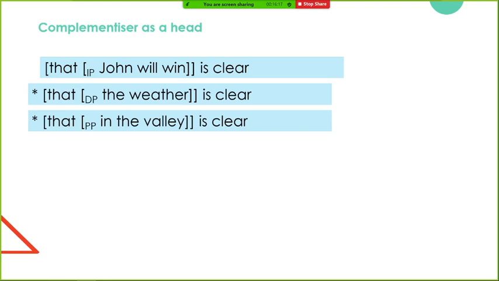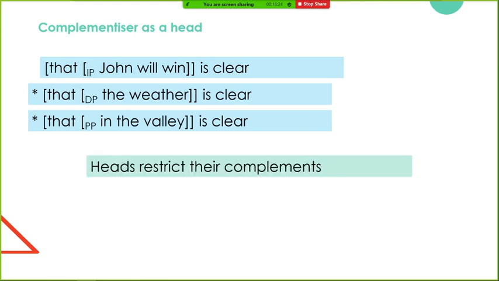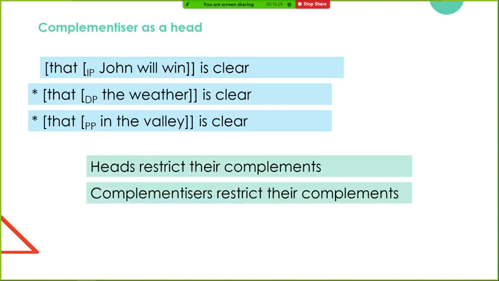Okay, so it looks as though the complementizer restricts whatever is in its complement position purely to IPs. And we know heads restrict complements. And the fact that the complementizer restricts the thing that follows it shows us that actually the complementizer is behaving like a head, and furthermore that the inflectional phrase is behaving like its complement. Okay, so we can find evidence that the complementizer is the head taking IP as its complement.